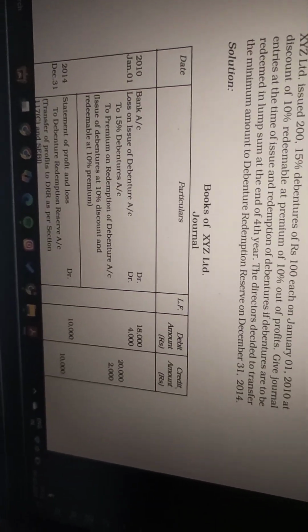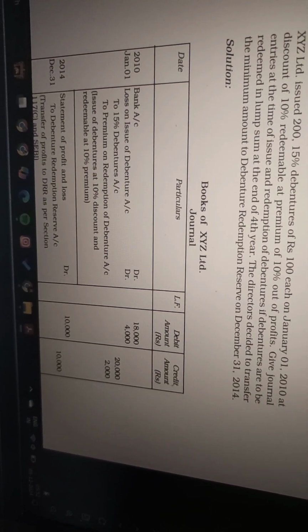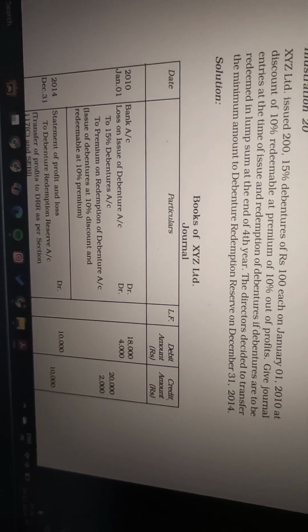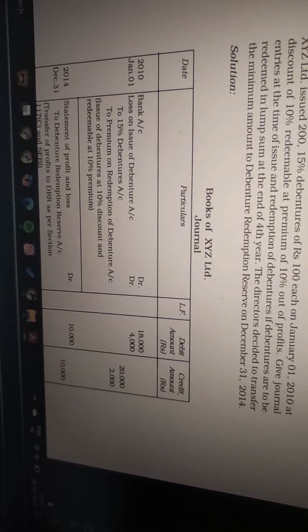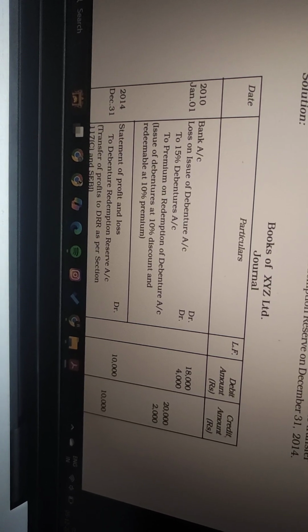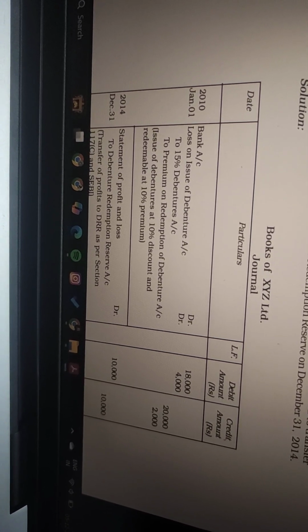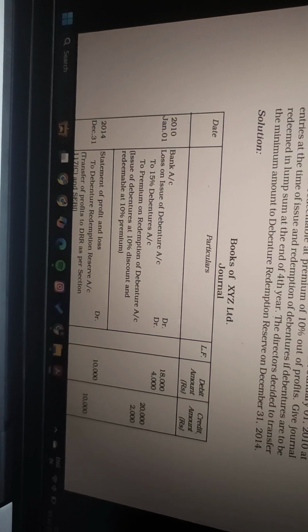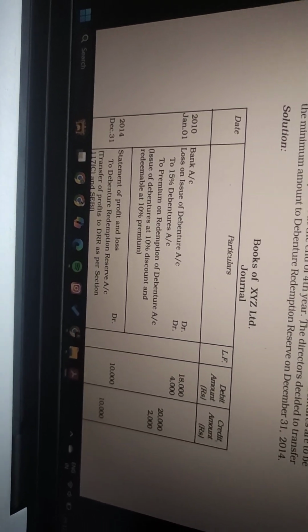So, we have to pass the journal entries. Before passing journal entries, we first write the name of the firm: Books of XYZ Limited, and we draw the format of the journal. Then the first entry will be regarding the issue of debentures. The date of issue of debentures is January 1st, 2010. That date we give in the date column.